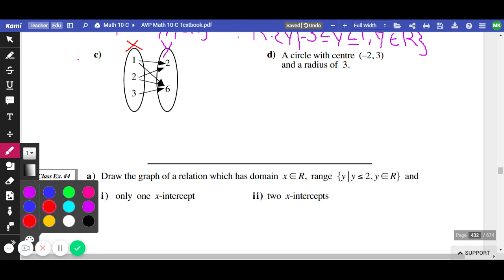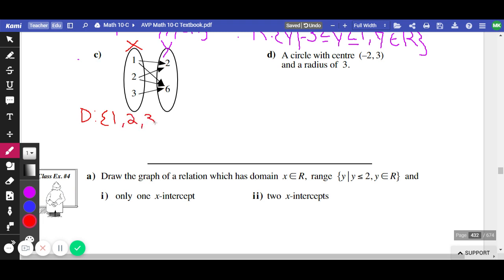When you have discrete data like this, all you have to do is list it. So for this question, domain is curly bracket 1, 2, 3. That easy. Right? When it's discrete data and it's limited, and you can see all the x values, just list them. Makes your life easier. Range, same thing. Range is curly bracket 2, 6. Fantastic.